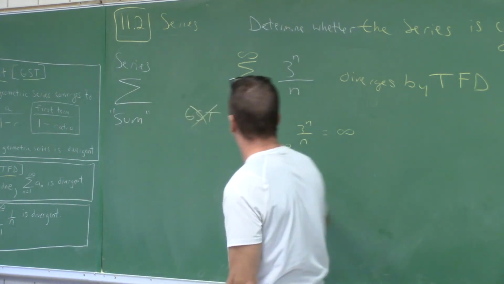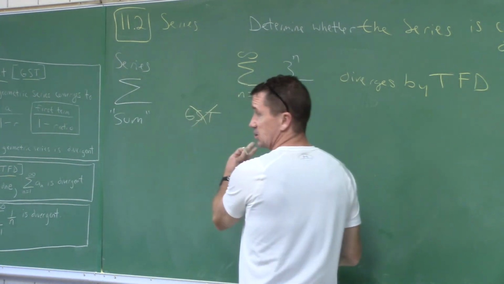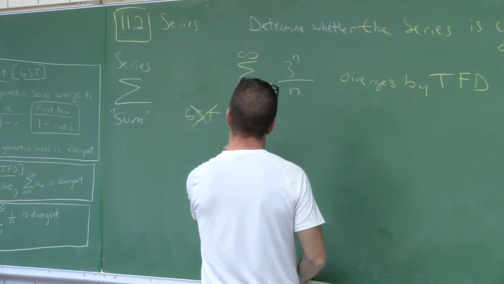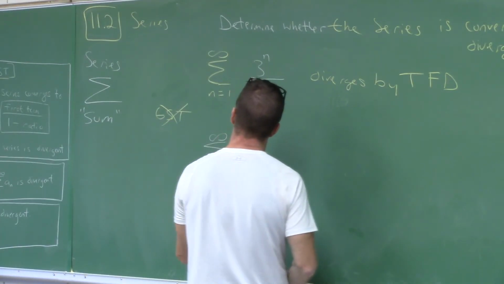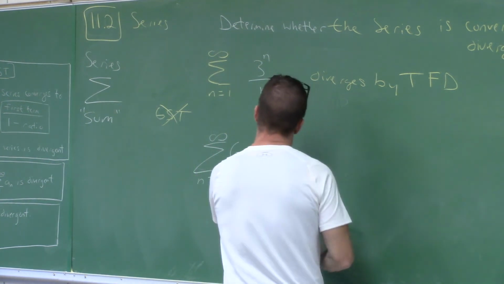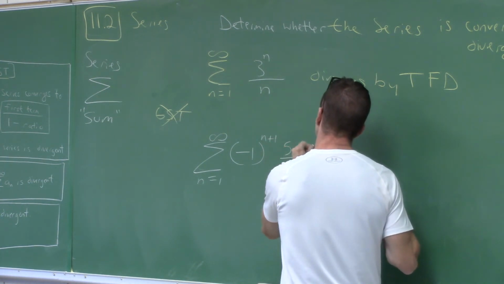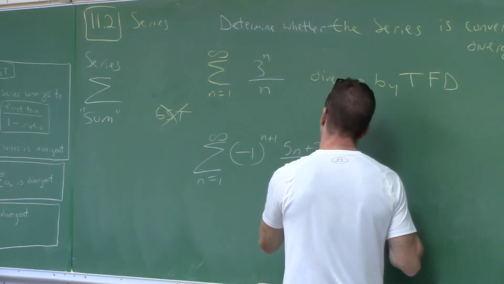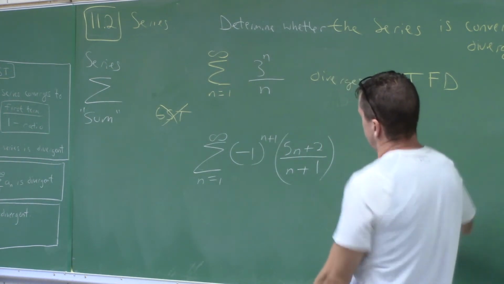Cool. Hey, let me give you another one. This is a great one. This is a quick one. Try this one, everyone. I'm thinking something from earlier today. 5n plus 2 over n plus 1. Just something from earlier today.